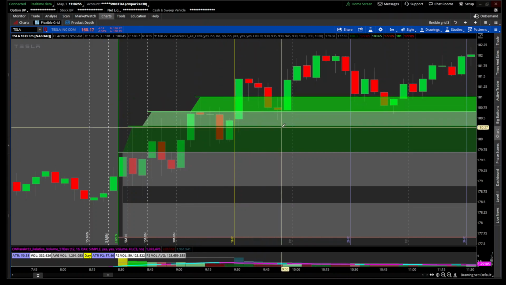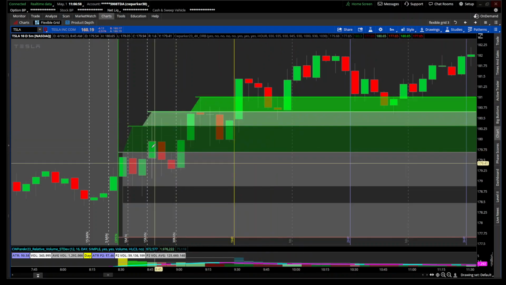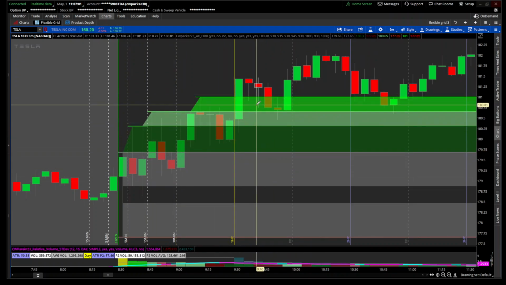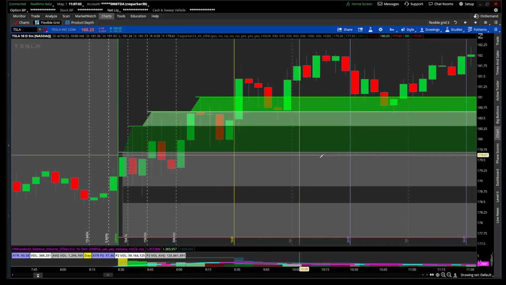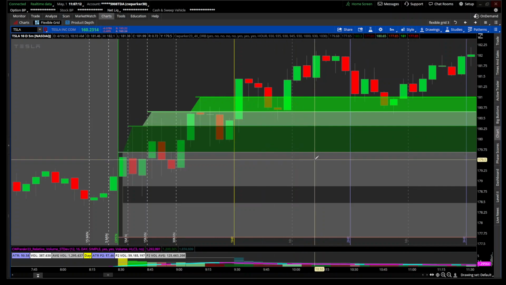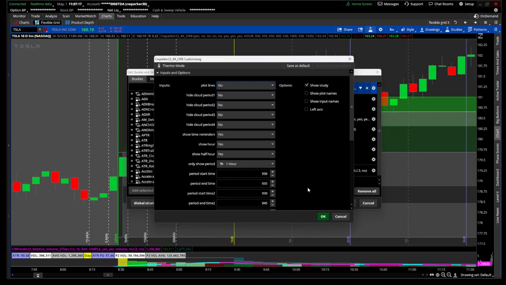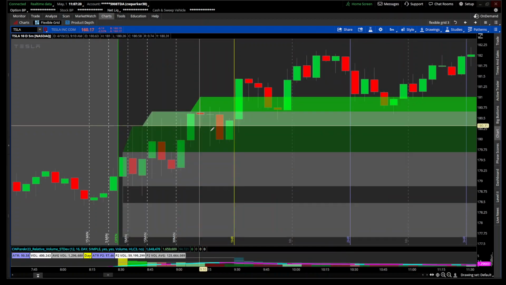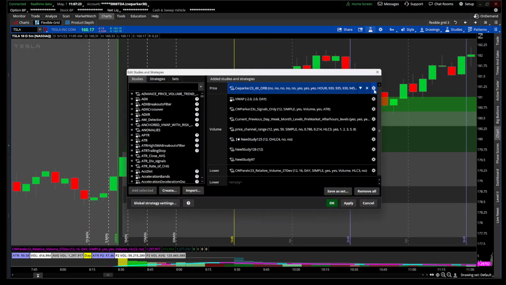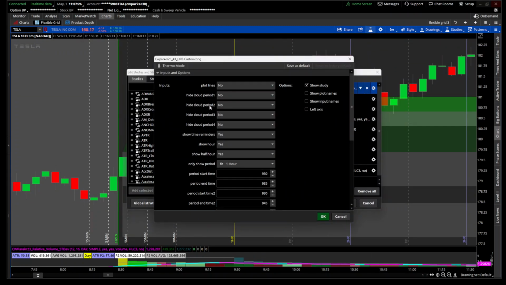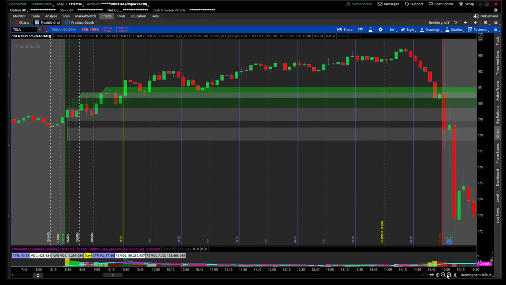You can see how these different layers, these different lines, seem like they're acting as support and resistance areas, but I look at them more as boundaries, just like when I did the ATR, just boundaries for the stock to move through. If you don't want the lines, go over here and hide the lines, and you get another picture like this. You can hide each one of these individual clouds as well, so period 1, 2, 3, and 4, and you can hide the entire time reminders as well. So those are the different features of the indicator.